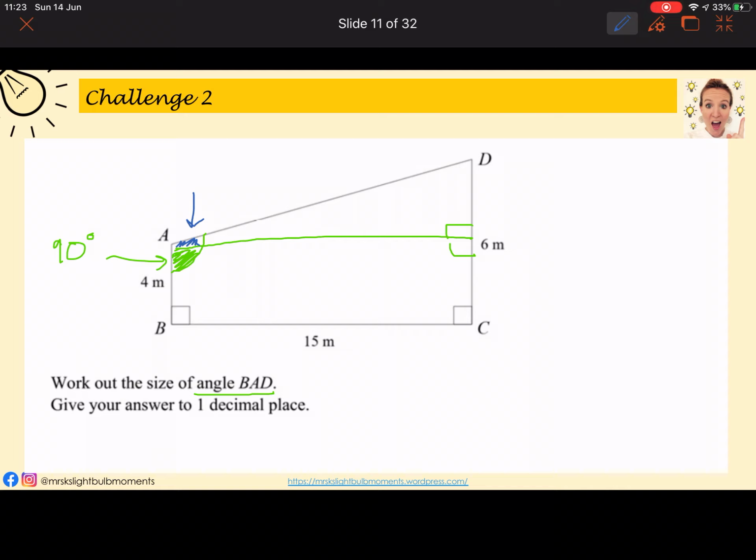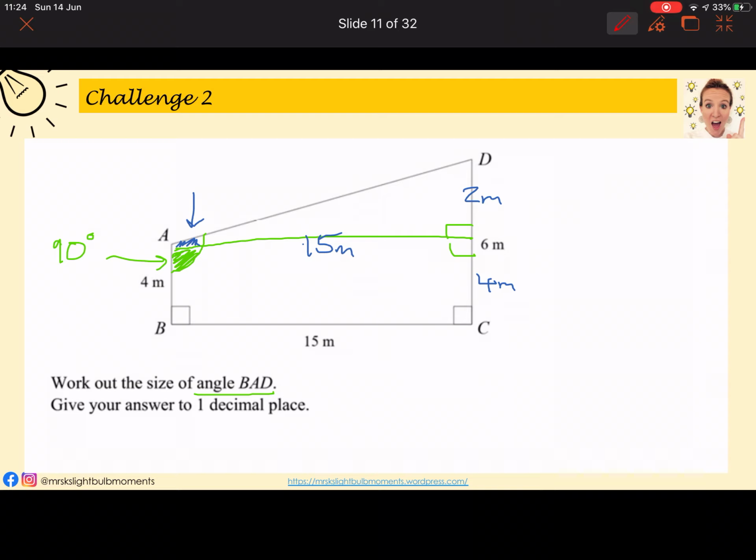Let's find some information. The whole length of C to D is 6 metres, but we know that this part down here is 4 metres because that's the opposite side of my rectangle. So this bit must be 2 metres. I know the base of that triangle is also 15 metres because it's the same as the base of my trapezium there. Okay, so now I've got a right angle, I've got 2 metres, 15 metres, and I want to find the angle. It's looking like trigonometry. So let's start labelling.